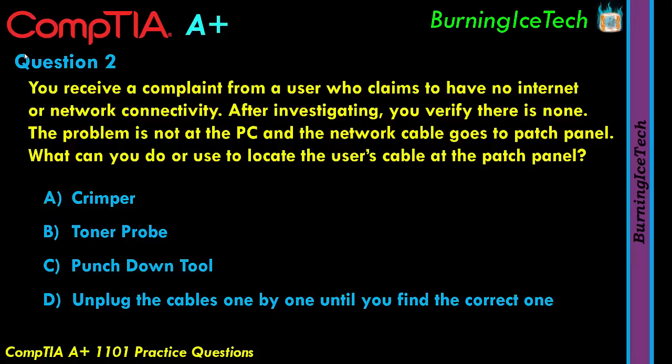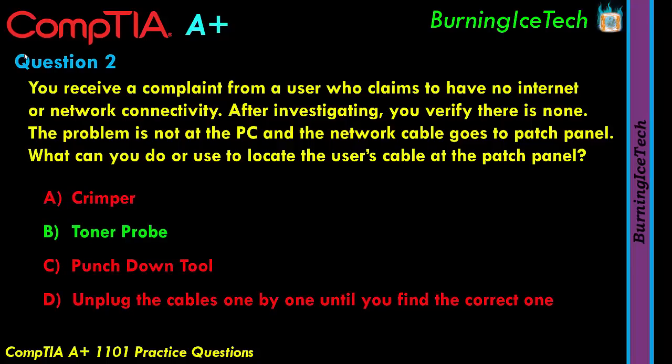So a crimper is what we use specifically for RJ45 connectors. That's for normal LAN cables, your Cat5, Cat5e, Cat6, Cat6a, and so on and so forth. And you can also use them for telephone cables. And telephone cables, for those of you that aren't familiar, is Cat3, sometimes known as a POTS line, and they use an RJ11 connector. A toner probe? Yes, that actually is the answer.